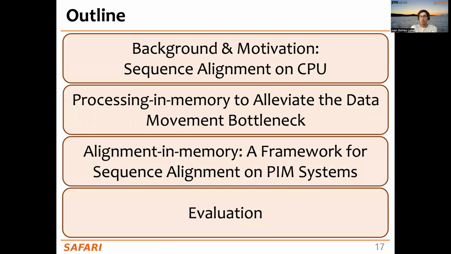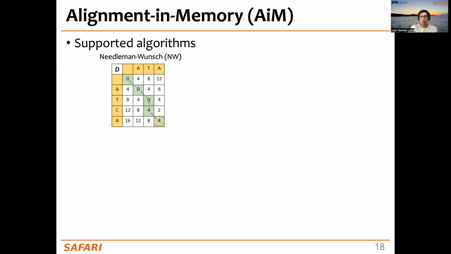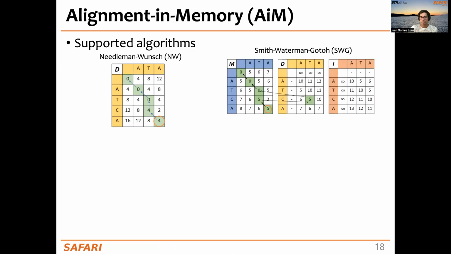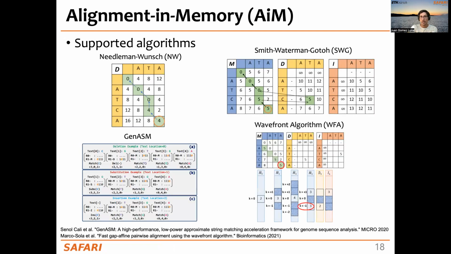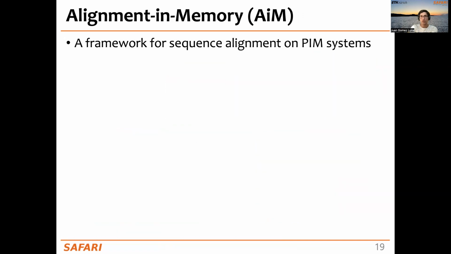Now let's talk about alignment in memory, our framework for sequence alignment on real PIM systems. As I mentioned earlier, supported algorithms are Needleman-Wunsch, Smith-Waterman-Gotoh, GenASM, and the WFA algorithm. And the very first thing that we are going to see is how the framework distributes the workload, the total computation that needs to be done, over the different PIM cores and different PIM threads that run in every core, and how they access data.